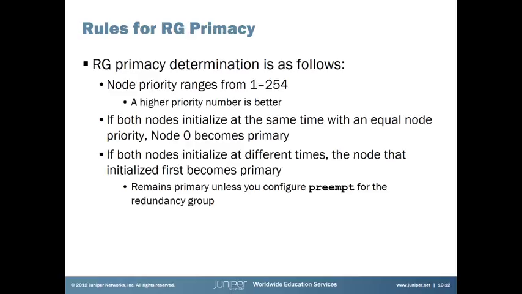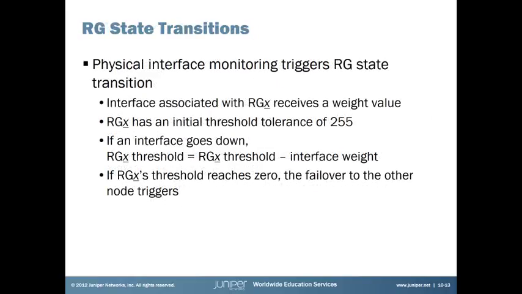Now, the primary node, whichever one it is, will remain the primary node unless you configure preempt for the redundancy group. So by default, the primary node will stay primary. If you have a high priority on node 0 but you boot up node 1 first, you won't get a failover just because node 0 comes online, unless you configure the preempt option for the group.